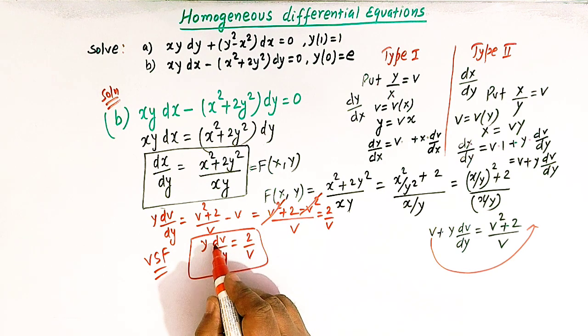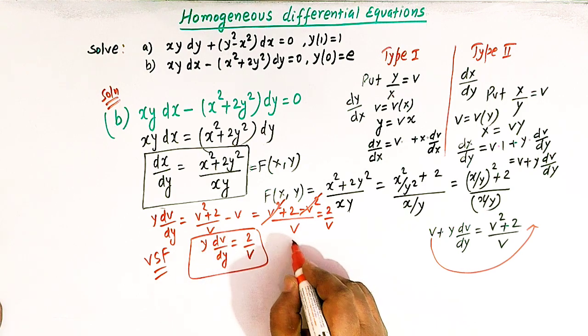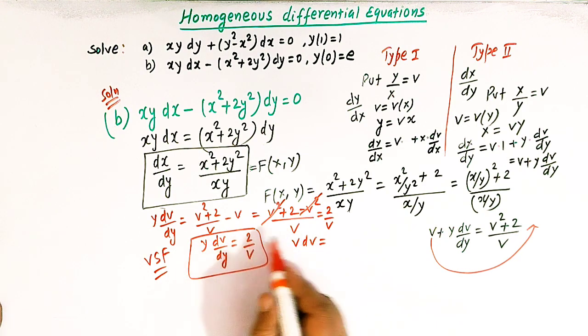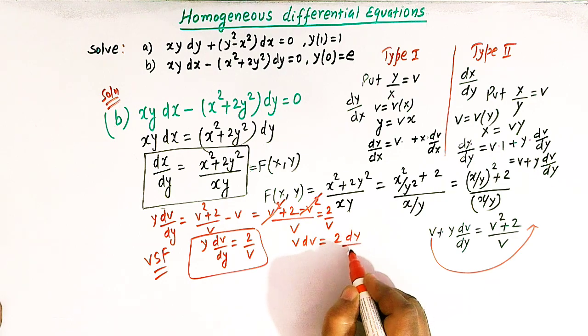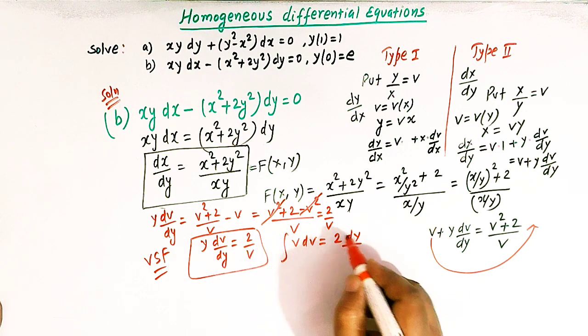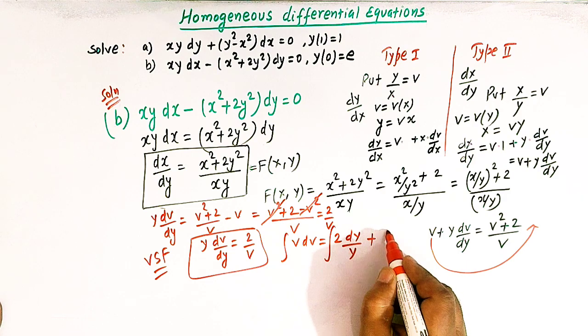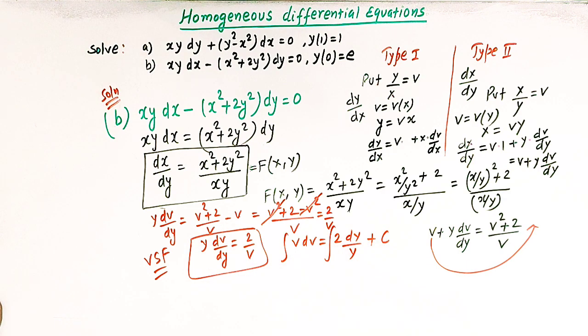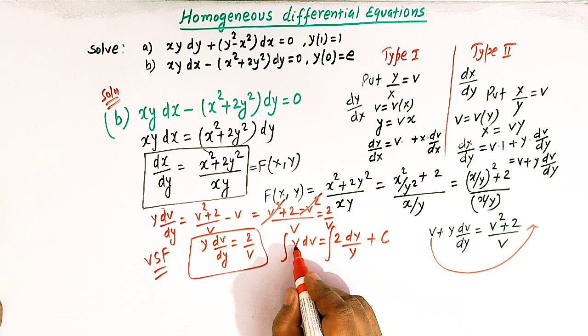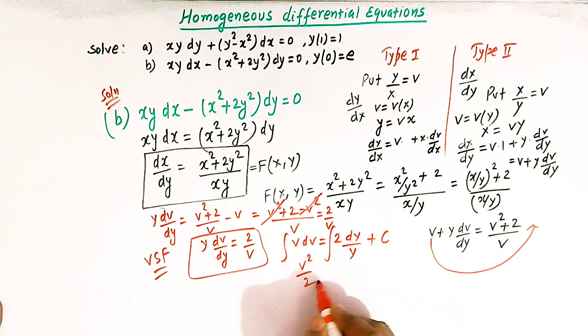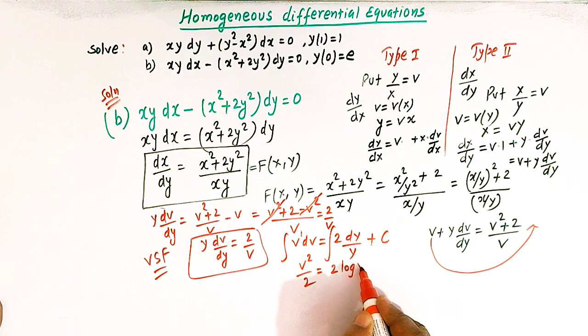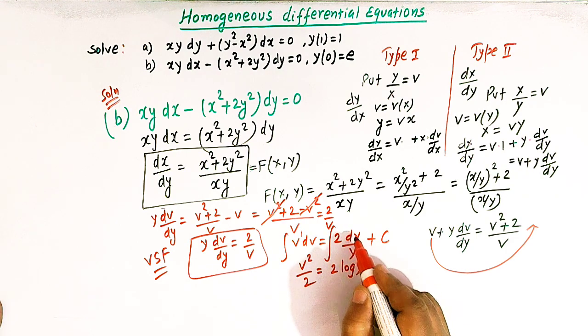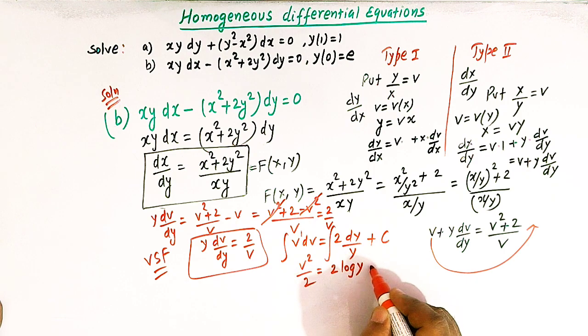So we can take v to the left hand side. We have v dv, and here we can write 2 dy over y. Now integrating both sides, here we have c as the constant of integration. So the integral v dv is simply v square over 2, because here v raised to 1, and we have v square over 2. Here we have 2 times log of y, because the integral dy over y is log y, and c is the constant of integration.